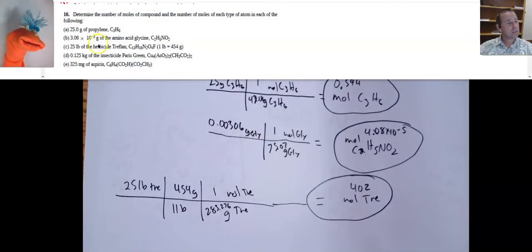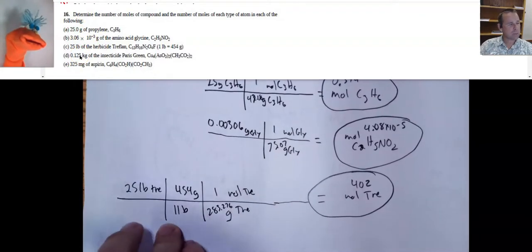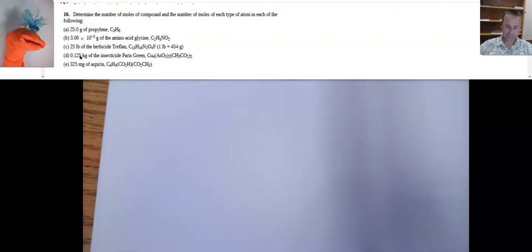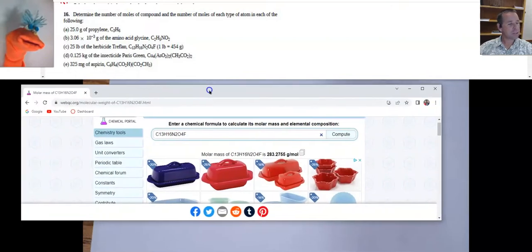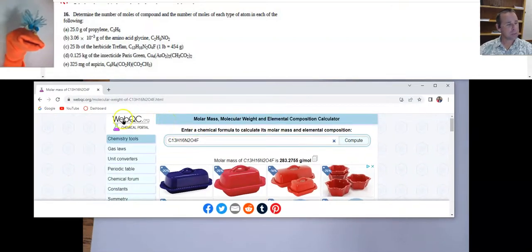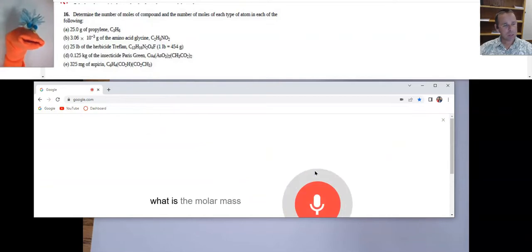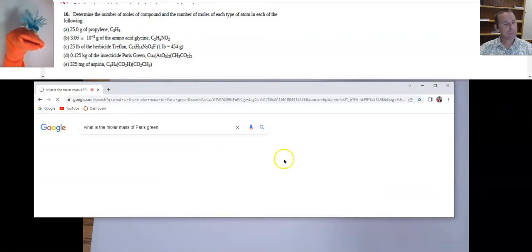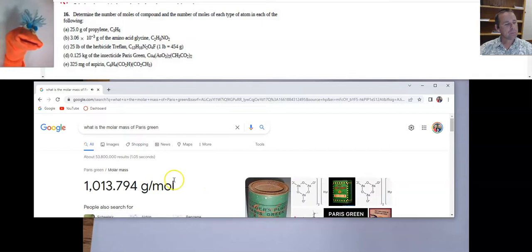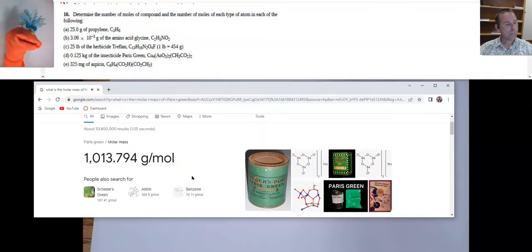All right, 16D, 0.125 kilograms of an insecticide, Paris green. All right, I will be using this to determine the molar mass of Paris green today. What is the molar mass of Paris green? The molar mass of Paris green is 1,013.79 grams per mole.